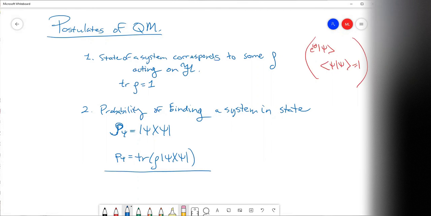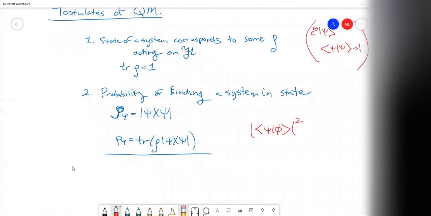So it's just like that. Remember, that's the kind of equivalent of psi. I'll put it in red. In the old postulate 2, we had the absolute value of the overlap of psi and phi, squared, as a probability, if we're in state phi. Here we're described by this rho instead of phi, for instance.